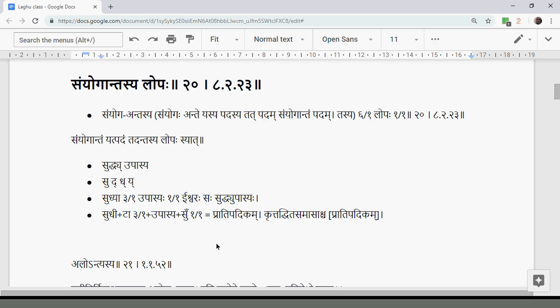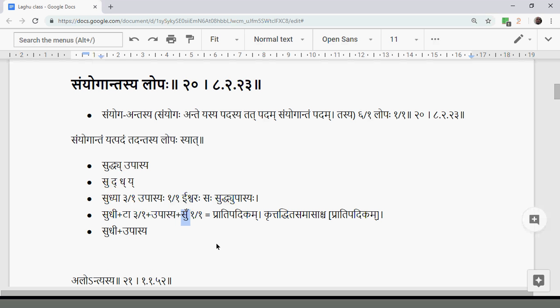Then inside a pratipadika, whatever supratyas are there, this pratya and this pratya are supratyas. Those supratyas are looked, they are dropped, they are elided and thereby you get sudhi upasya. Why? Because ta and su are dropped. In pratipadika there is something called supluk.